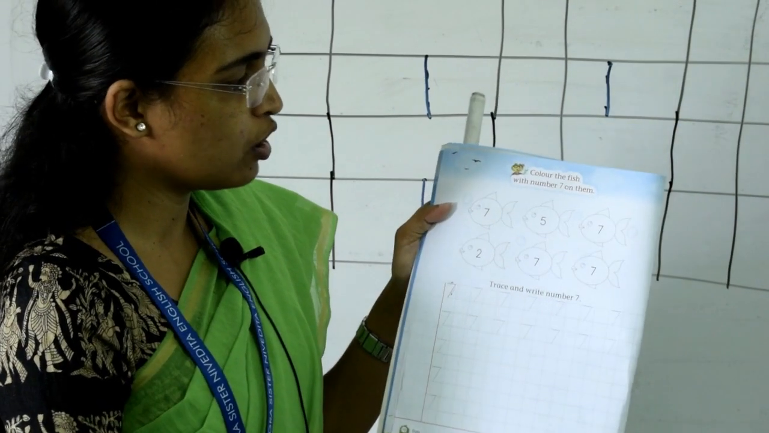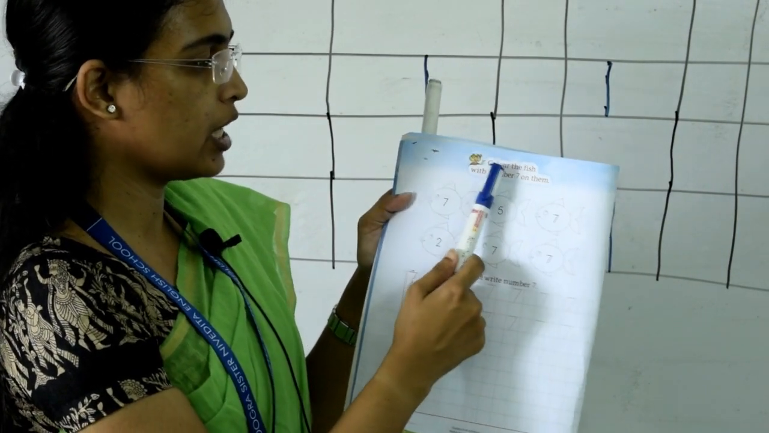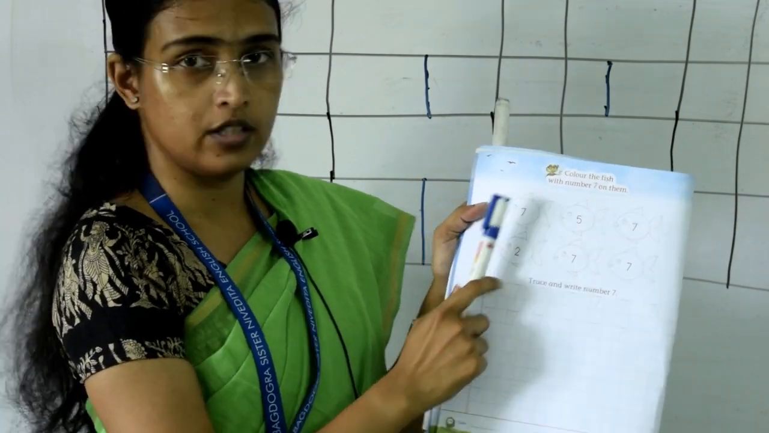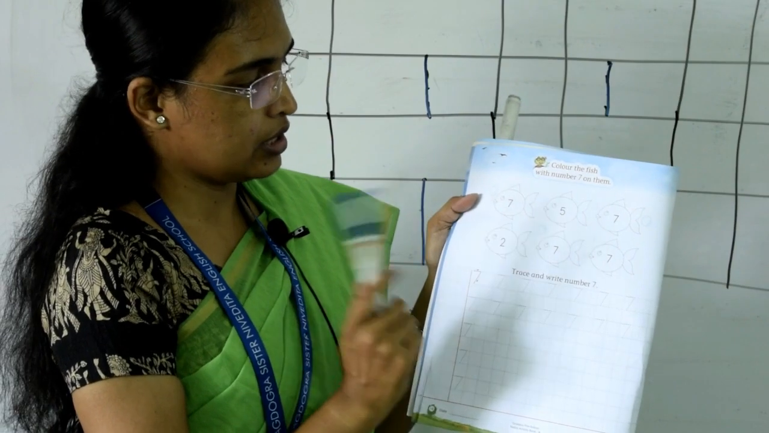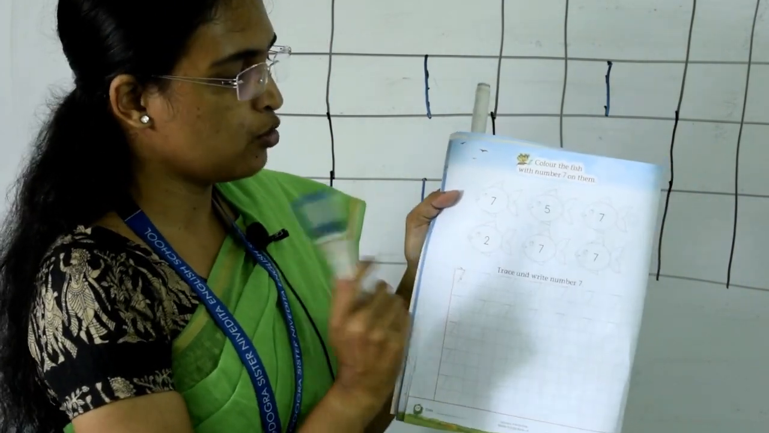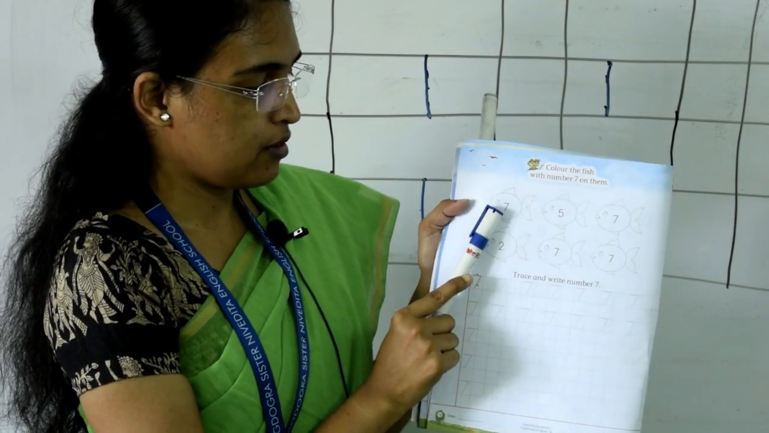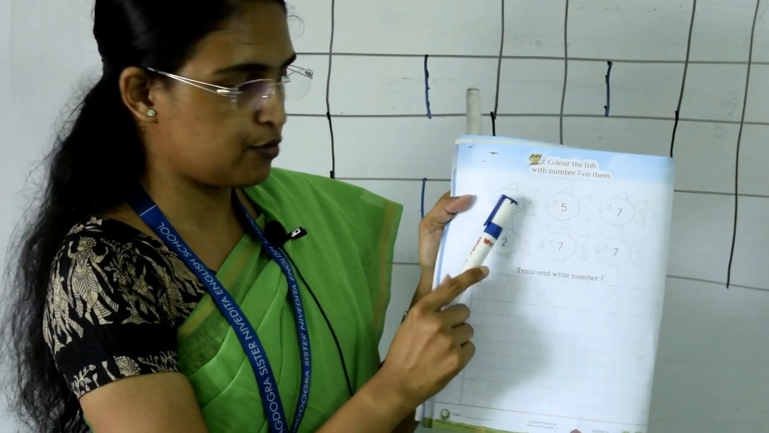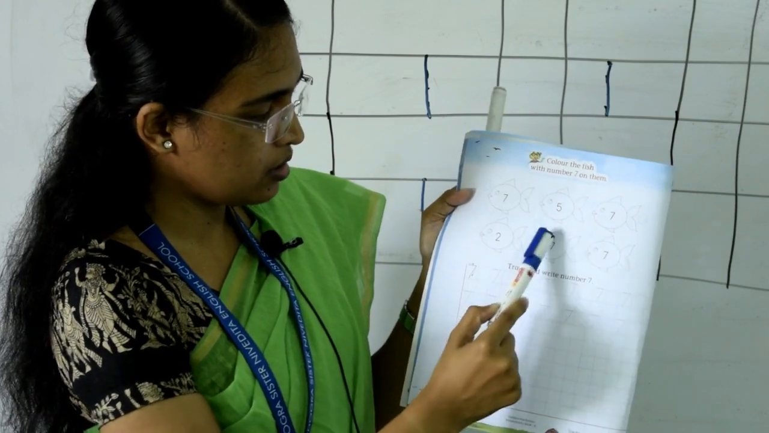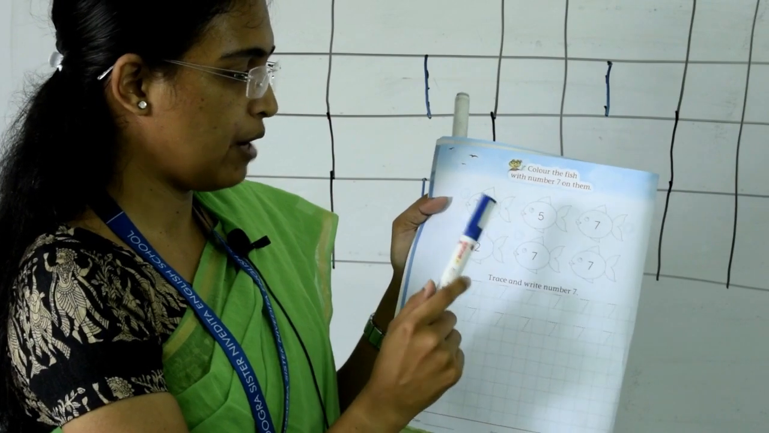In this page also you have to do coloring. So first, what is the question? Color the fish with number 7 on them. Can you see these fish? There are lots of fish, right? So the fish which have number 7 written on their body, you have to color that fish only. Look here, 7 is written on this fish, so you have to color this fish. Then again this fish, this one, so only number 7 fish you have to color.